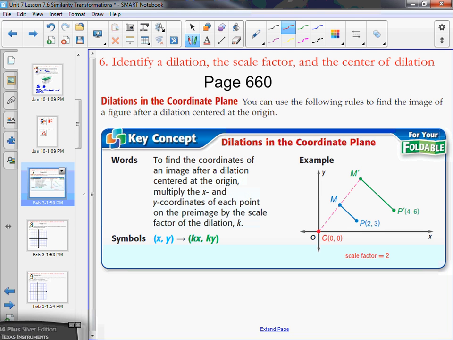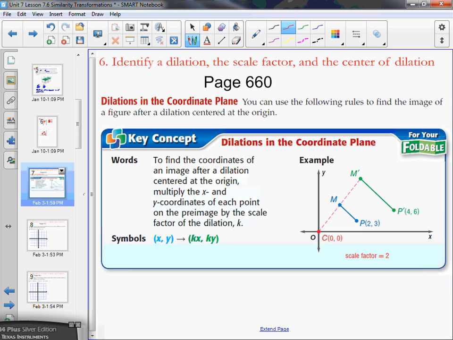But I want to go ahead and give you a little bit of a sneak preview of what we'll be doing with dilations at that time. Let me tell you how dilations work on a coordinate plane whenever the center of dilation is the origin. On a coordinate plane, the origin is where the x-axis intersects the y-axis. It's the point 0, 0.